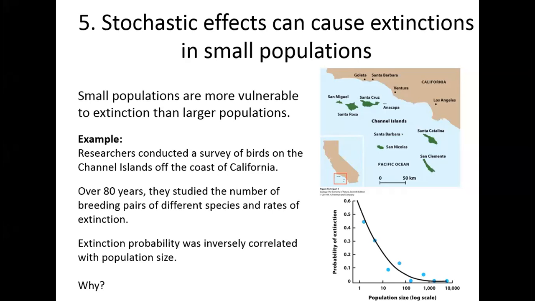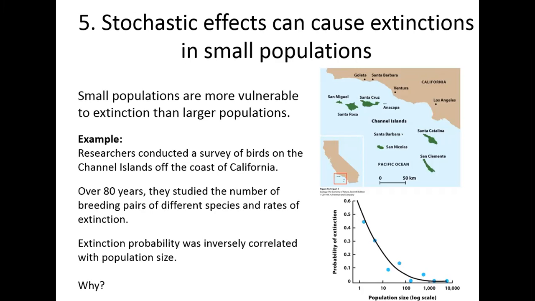So notice that small populations are more vulnerable to extinction than large populations. Here are the Channel Islands in California. They support bird populations of different sizes. The tiny islands support small populations. The big islands support big ones. Here's the probability of extinction in a given year, and here's the population size. Notice that big populations have a very small probability of extinction, and small populations have a really big probability of extinction. Okay, why is that?